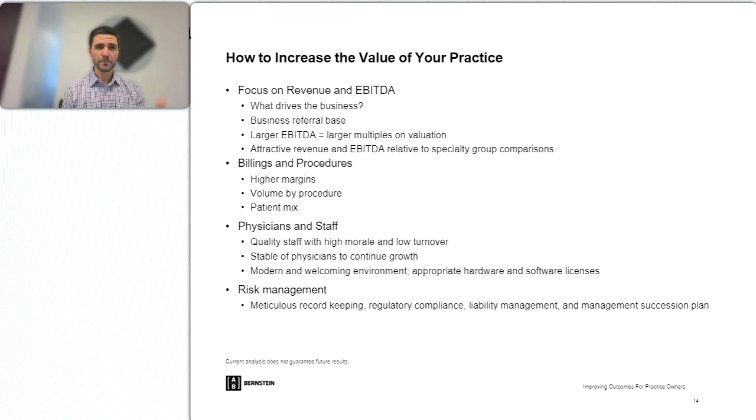Another thing to look at is billings and procedures. Certainly, we've touched on this: higher margins, the volume by procedure, and the patient mix. Are there cohorts of patients coming in doing certain procedures that are higher margin, or is your volume made up of quicker, lower margin but higher volume procedures that are driving it? What's the revenue and patient mix that are driving those billings and procedures?